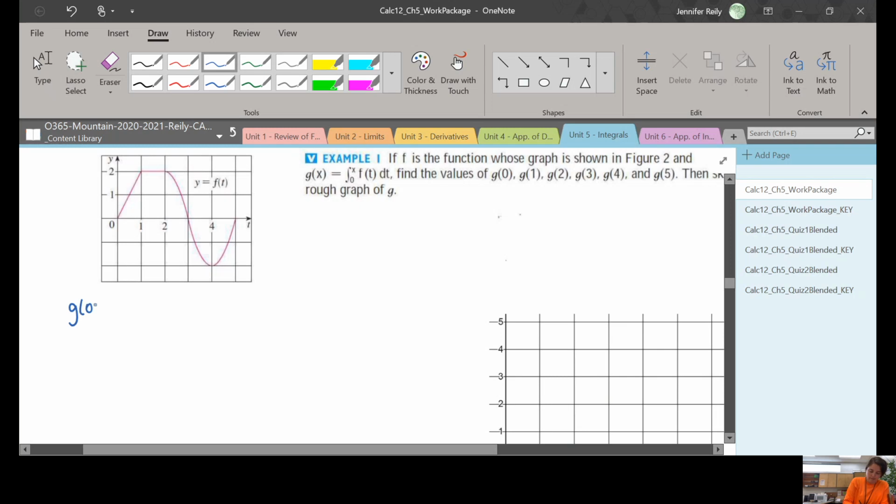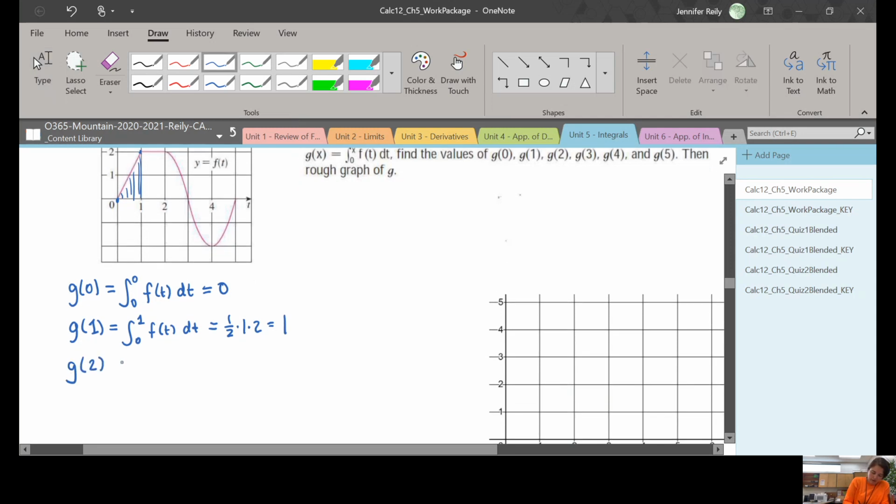So g of 0 would be the integral, I'm just copying out what it says g of x is, from 0, and in this case our x value is 0, f of t dt. So the area from 0 to 0, well, that would be 0. G of 1 would be the integral from 0 to 1, f of t dt. And we can calculate that exactly because that is just a triangle, right? So I'm shading that in there. That would have a height of 2 and a base of 1. Okay, so the value of g of 1 would be 1.